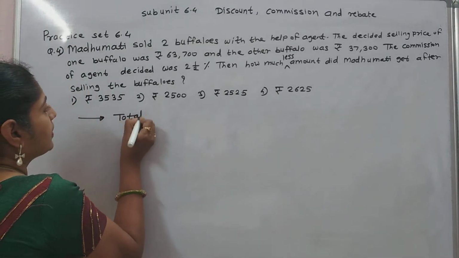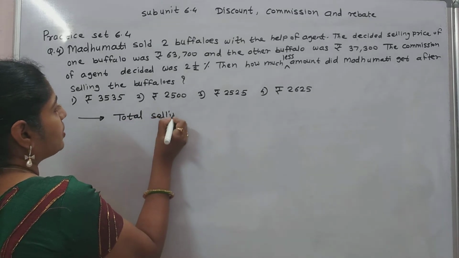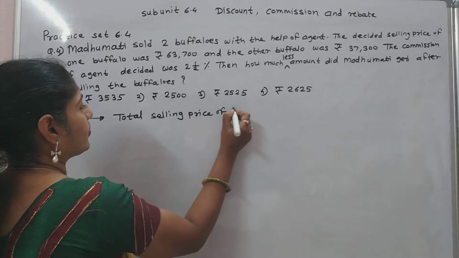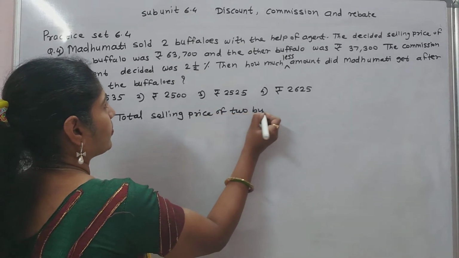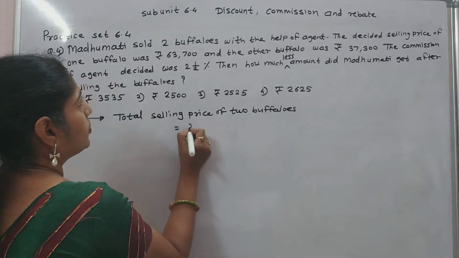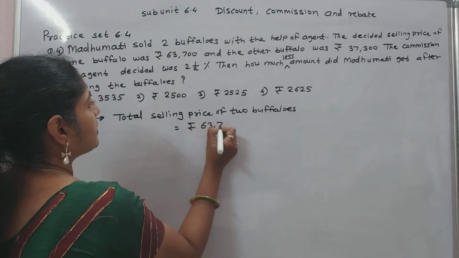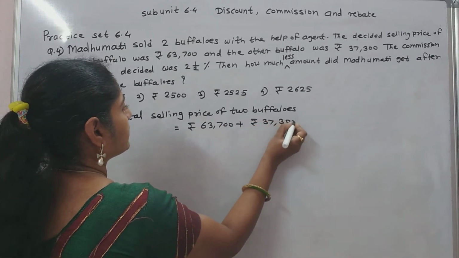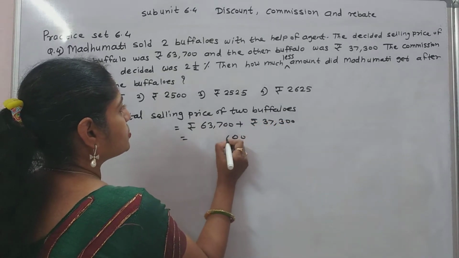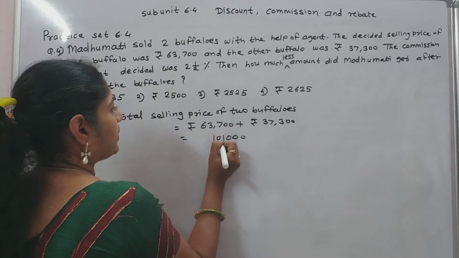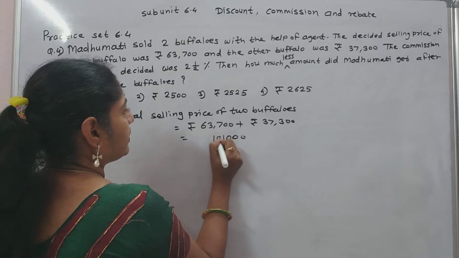Total selling price of 2 buffaloes equals rupees 63,700 plus 37,300, which is 1,01,000.